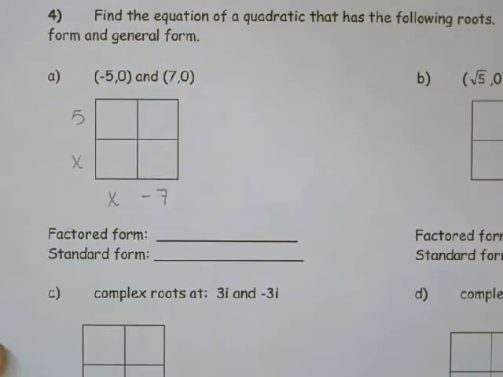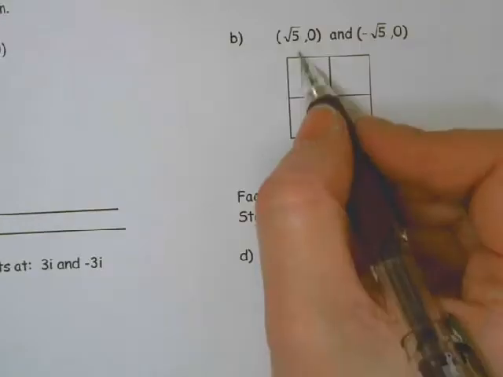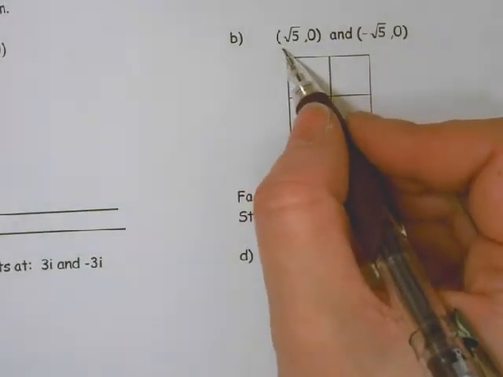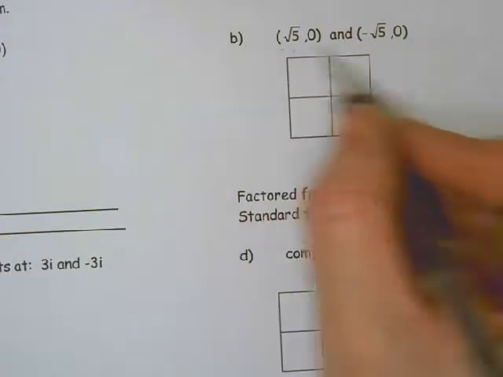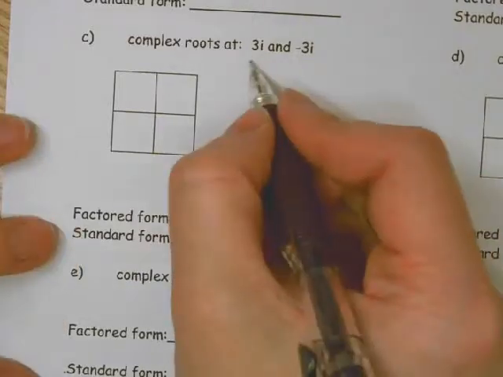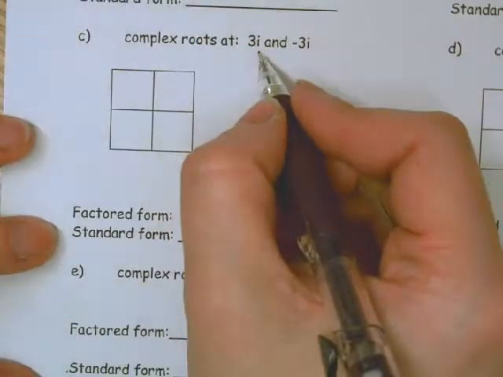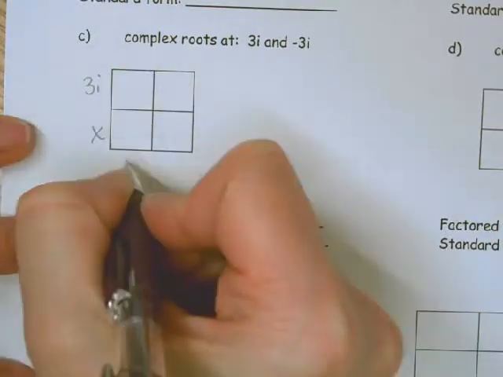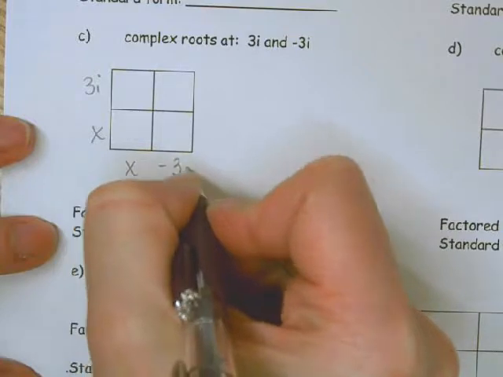And the same thing is going to work here. The factor associated with the square root of 5, as my root, is going to be x minus the square root of 5, and this one's going to be x plus the square root of 5. As I get down here to 3i and negative 3i, those factors are going to be x plus 3i and x minus 3i. So I am going to go ahead and multiply that out with you.